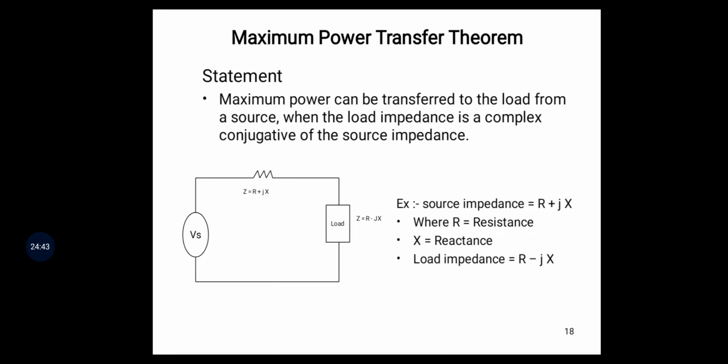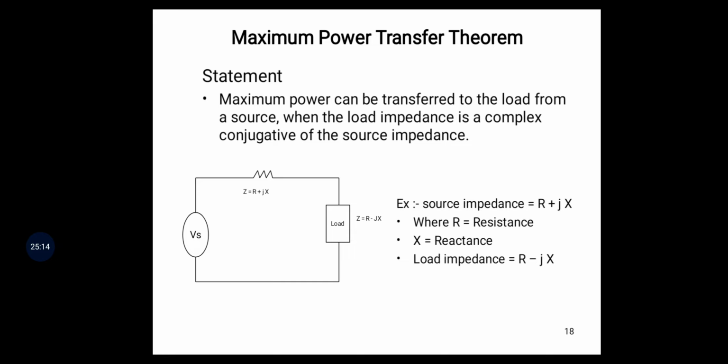So for the maximum power transfer to the load, what are the conditions required? In this theorem we discuss that. The statement is: maximum power can be transferred to the load from a source when the load impedance is the complex conjugate of the source impedance.